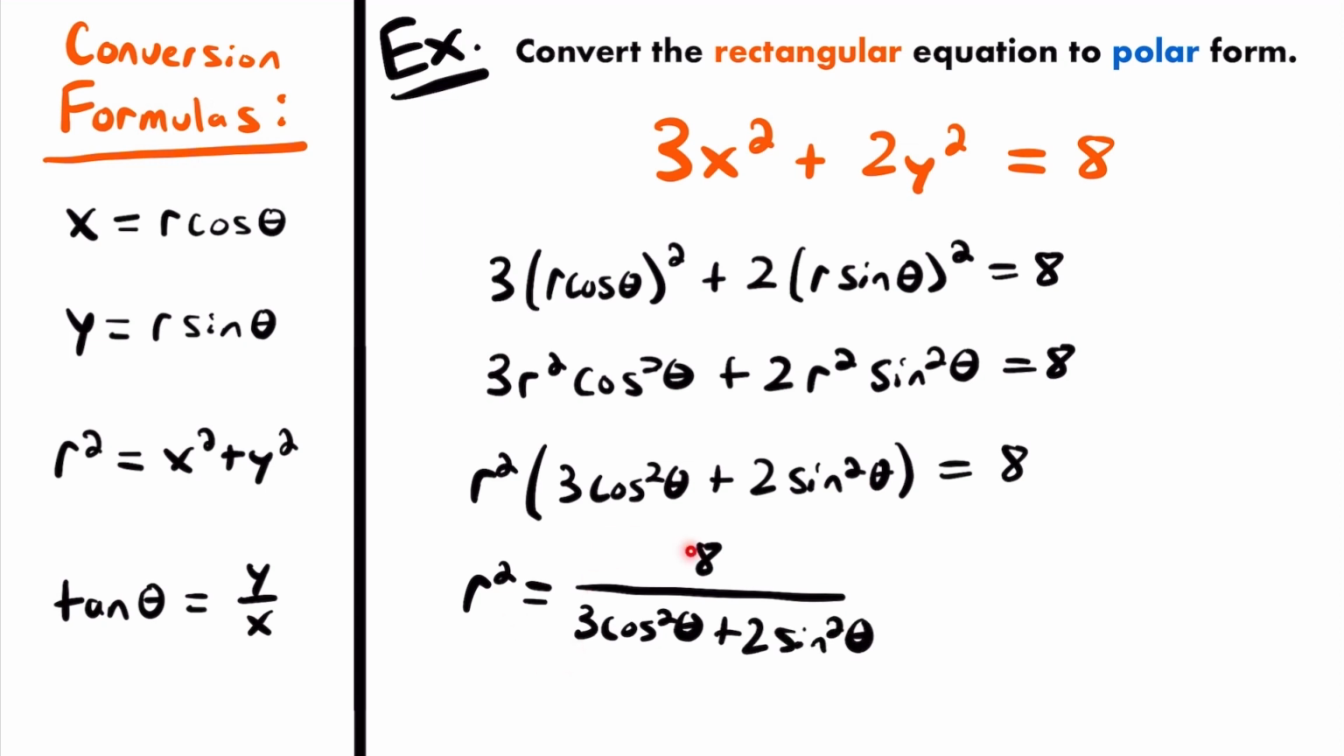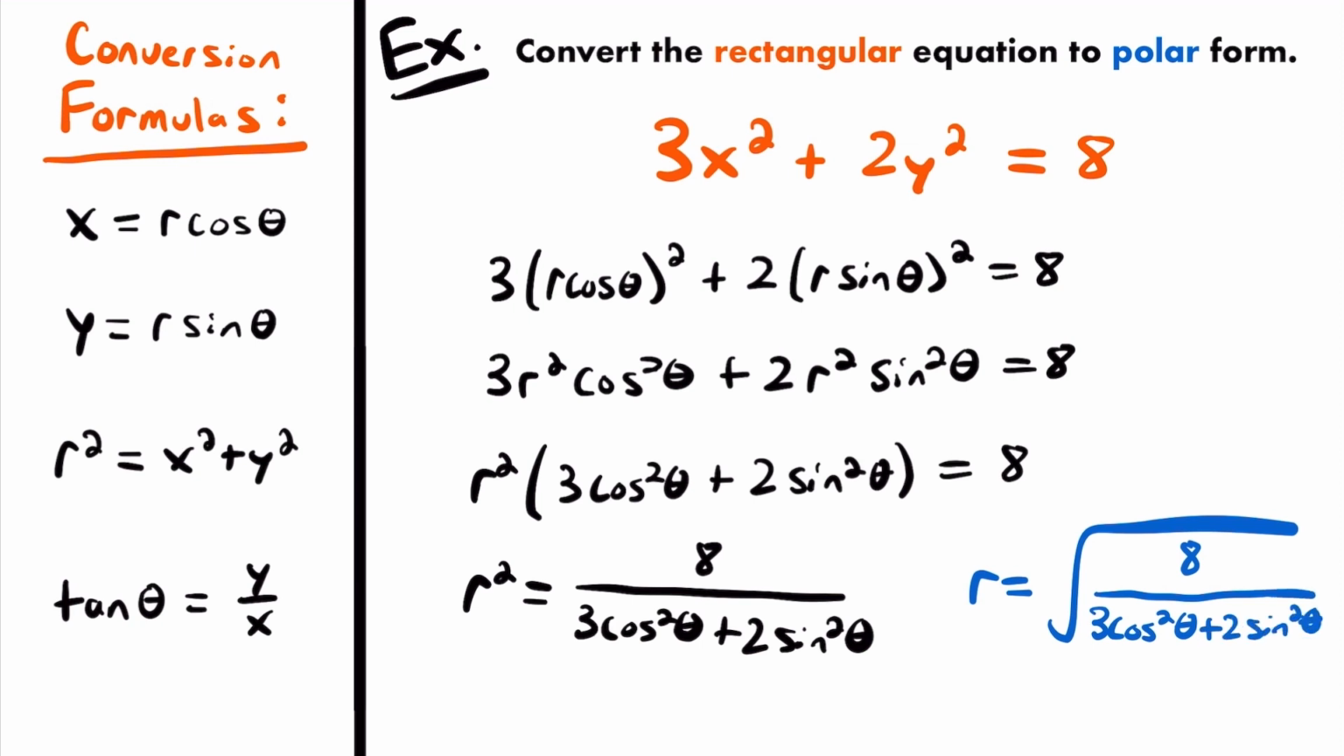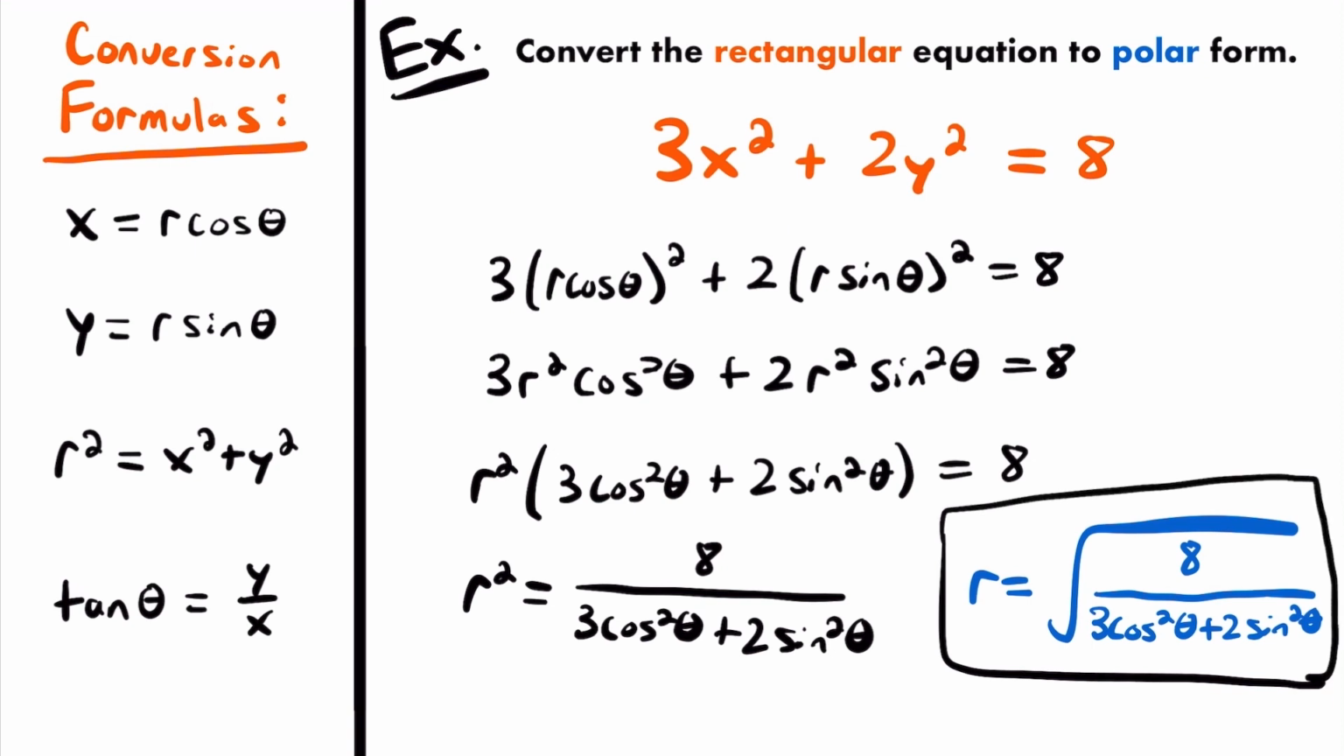And now we can take the square root of both sides to solve for r. And so if we do that, we will have that r is equal to the square root of 8 divided by 3 times cosine squared theta plus 2 times sine squared theta. Okay? And so that's the final answer. It's not a very nice answer. It's pretty ugly, but this is the polar form of this rectangular equation. As far as I'm aware, there's not any trig identities that will make this simpler to look at, and so it's okay to leave it in this form.